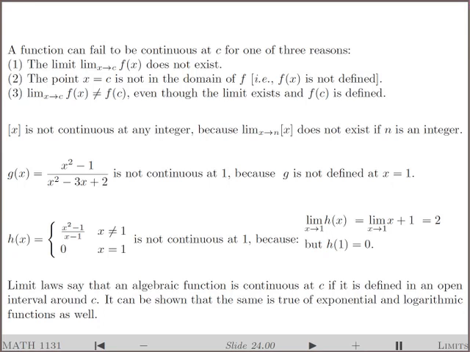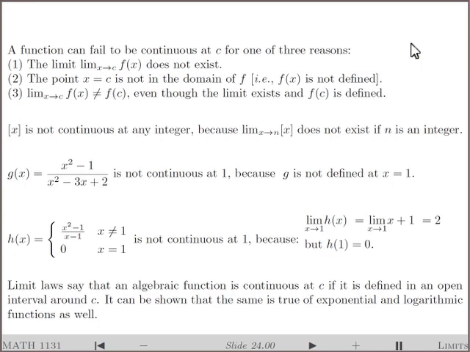So if the limit does not exist, the function will not be continuous at that number. If the function is not defined, then also it's not continuous. Finally, the limit may not be equal to the value, even if the limit exists and the function is defined. This typically happens only with piecewise defined functions.